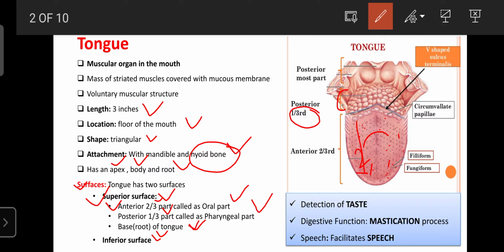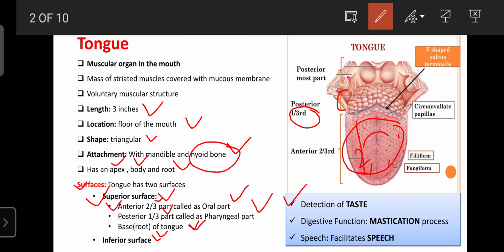Regarding the functions, the tongue plays an important role in the detection of taste, because the anterior part of the tongue on its surface has different types of papillae. On those papillae surfaces, different types of taste buds are present. Those are involved in the detection of taste.